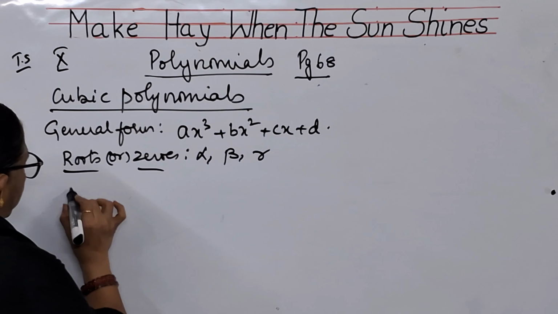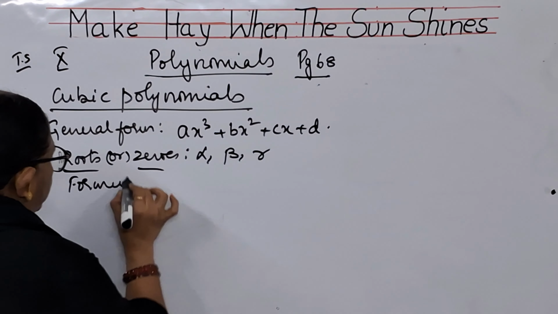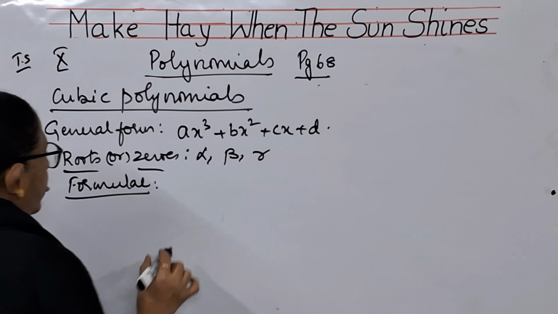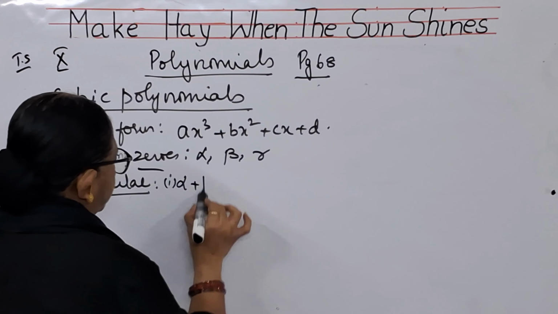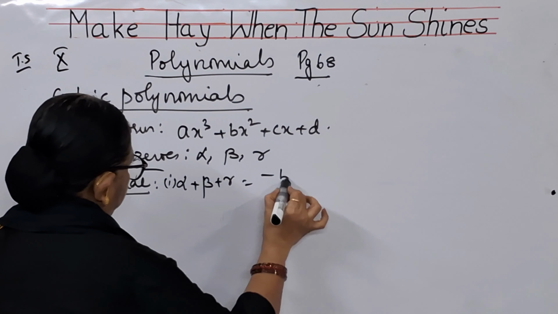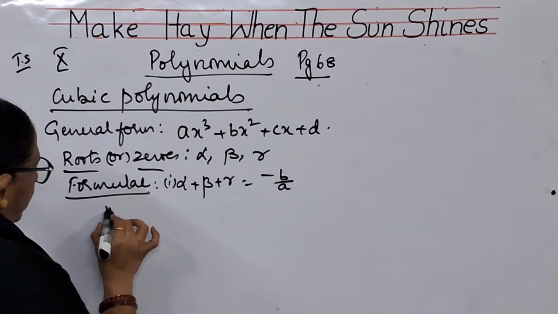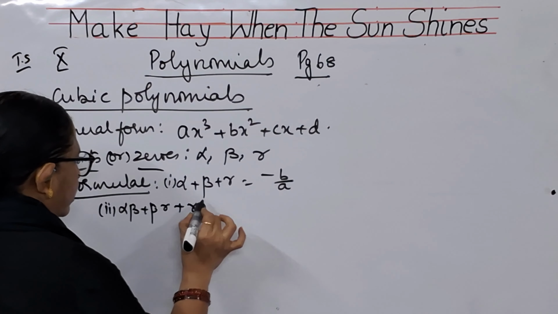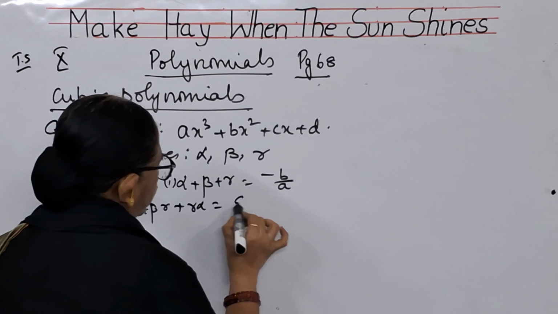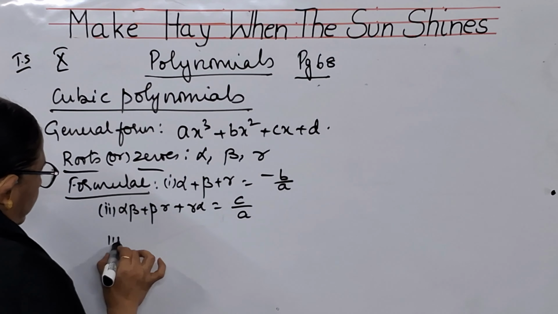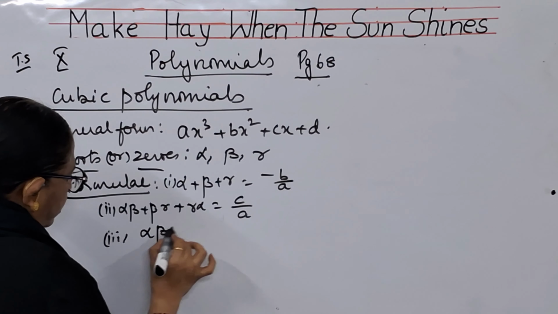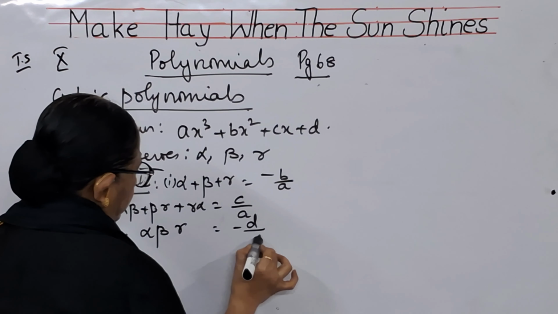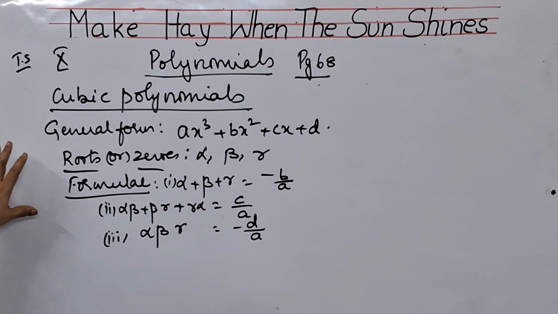So you have got the formulas here for this. First one, alpha plus beta plus gamma is equal to minus b by a. And second one, alpha beta plus beta gamma plus gamma alpha is equal to c by a. And the third one, alpha beta gamma is equal to minus d by a. You should know this, children. If you know this, you can proceed with the problems. Please copy it.